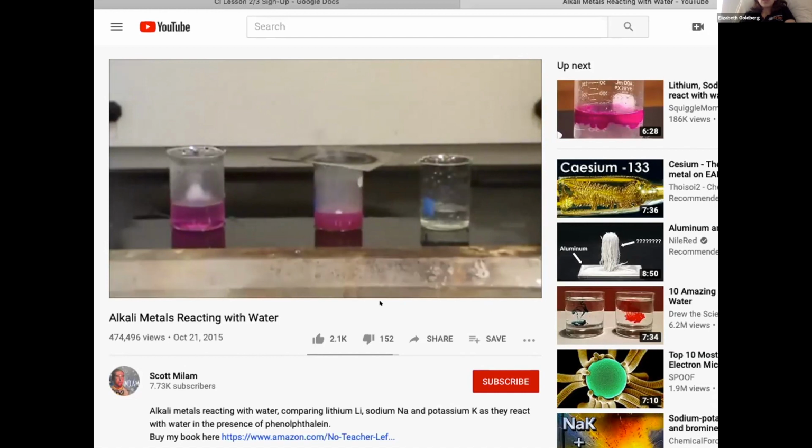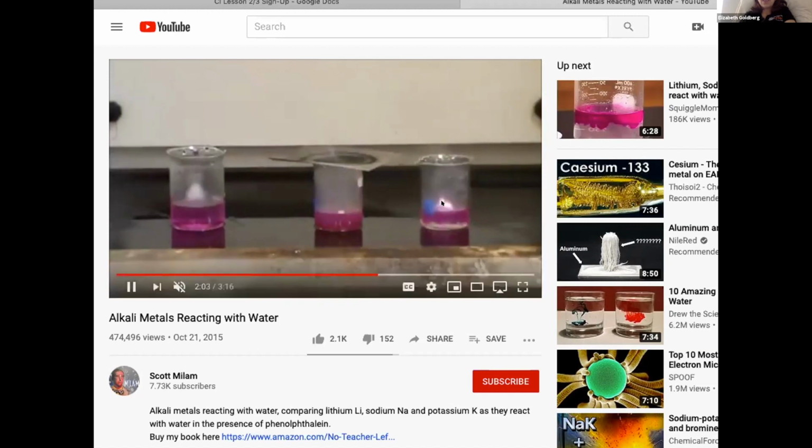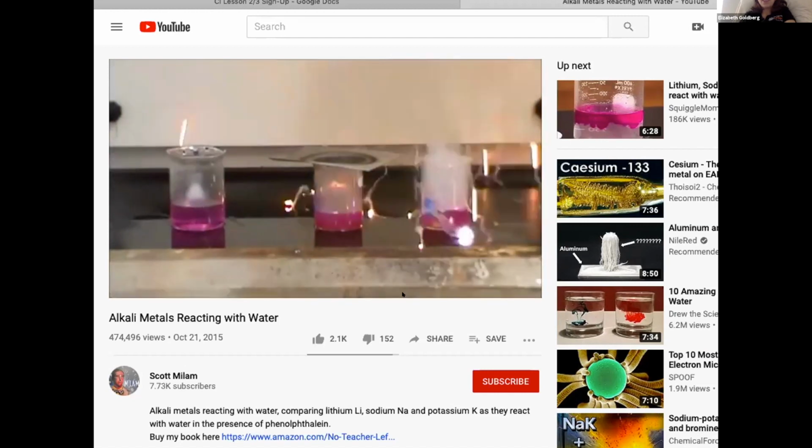So again, just like you could show videos in your class, you can show videos here. The same functionality applies, and the students can see what you're looking at using the share screen. Yeah, there it goes. Woo, that's fun, right? Don't do that at home.